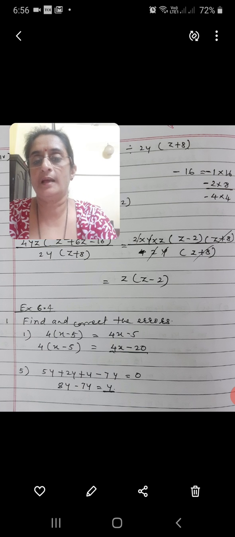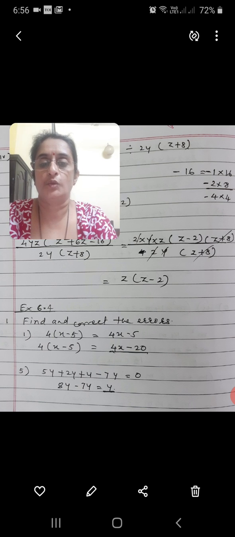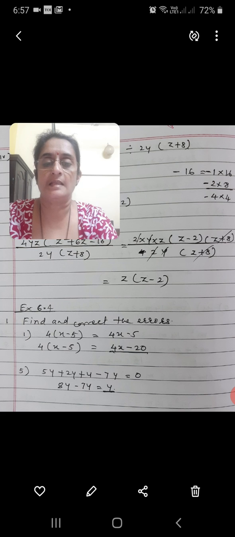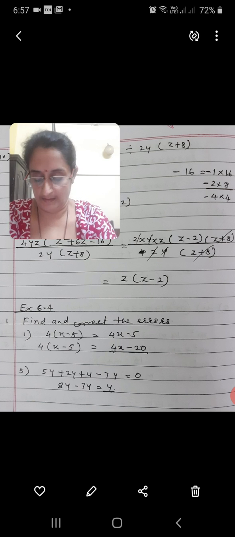One more question from that: 5y plus 2y plus y minus 7y is equal to 0. If you solve this, we won't get 0, we'll get y. So 0, which they have given, is the wrong answer. y is the correct answer.